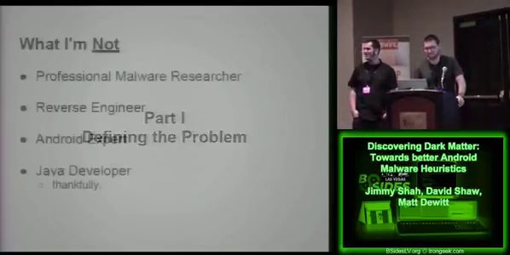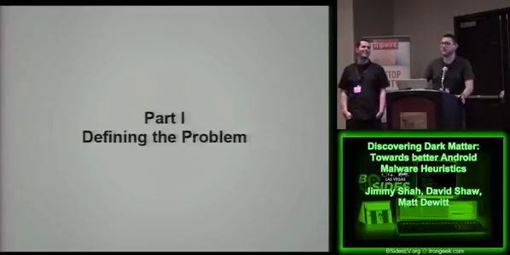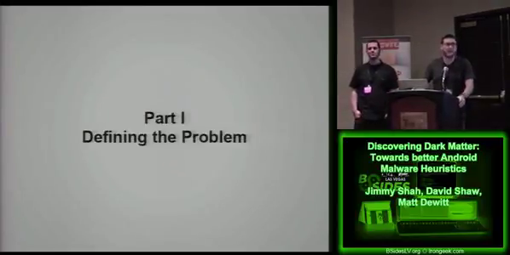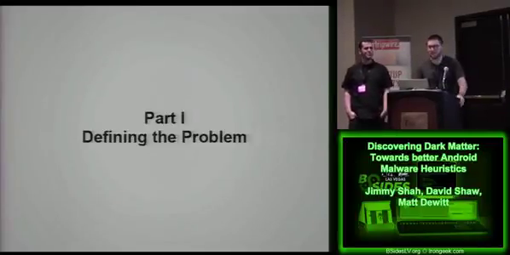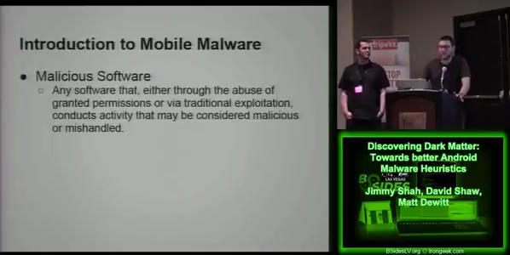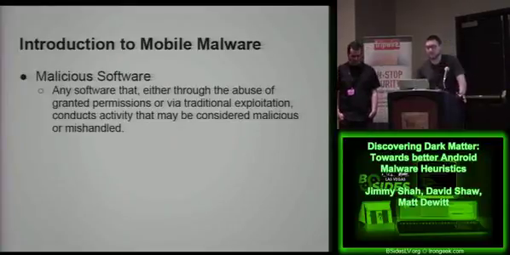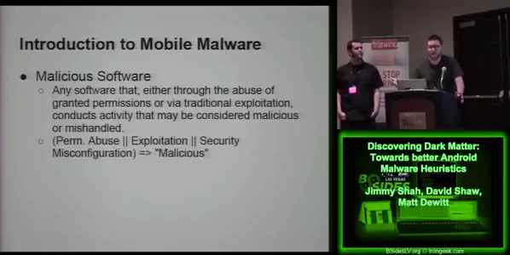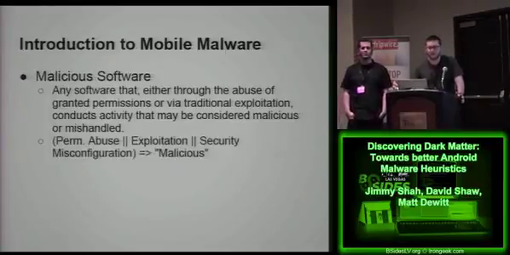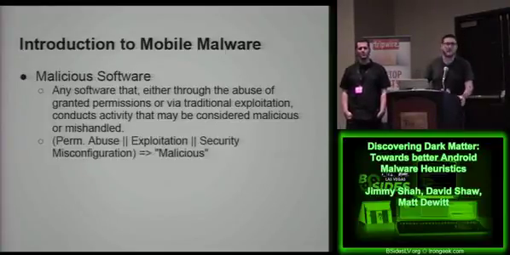So let's start in the beginning. We're just going to define the problem of mobile malware, because it's actually a little bit different than conventional malware in a couple different ways. There's a big block of text, and don't worry about that. We're going to define malicious software as any software that, either through the abuse of granted permissions or via traditional exploitation, conducts activity that may be considered malicious or mishandled. Or maybe said more programmatically, permissions abuse or exploitation or security misconfiguration yields something that we would say is malicious in some way.